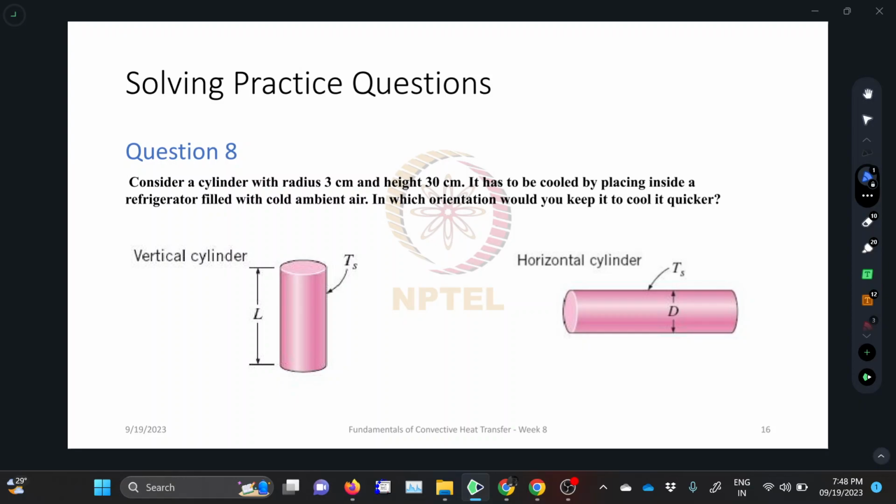So we have a cylinder here with a radius of 3 centimeters and a height of 30 centimeters. So the height is 10 times the radius. It's a long slender cylinder. It has to be cooled by placing it inside a refrigerator filled with cold ambient air. So the ambient air T infinity is lower than the surface temperature of this cylinder Ts. In which orientation will you keep it, vertical or horizontal? In which orientation do you think it would get cooled much faster?